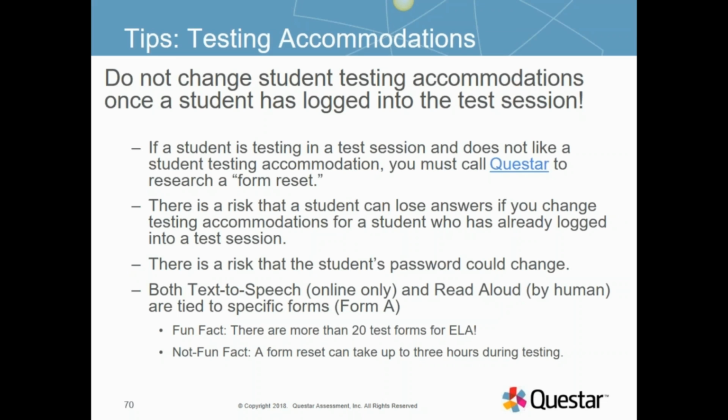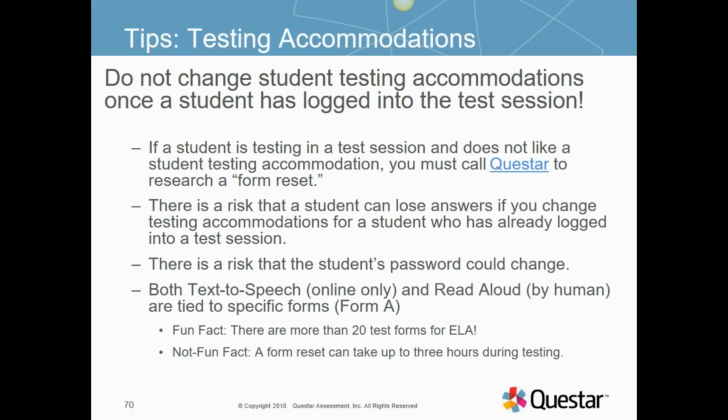So if a student is testing in a test session and maybe doesn't like the accommodation, we had a great example from last year. There was a student that maybe didn't like reverse contrast, right? But it was set for the student. The student's like, I just can't test. These are local decisions that you're discussing with the students, but say the decision is made to change that accommodation, to remove reverse contrast from that student's test, then you must call Questar to request a form reset.